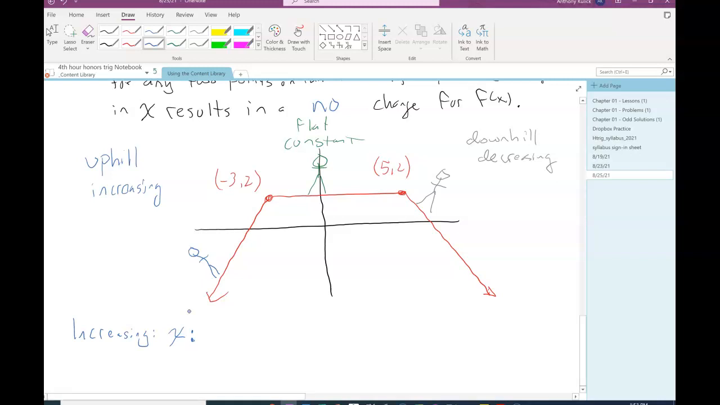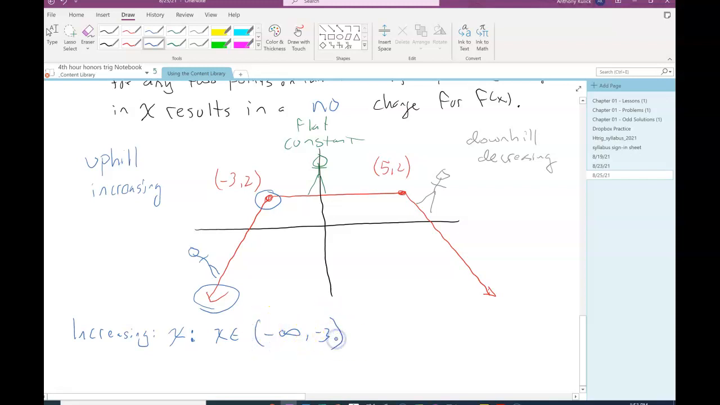Okay, so if I look at my uphill interval here, it starts down here with this arrow pointing to the left. The arrow pointing to the left is going to indicate negative infinity because it's pointing left. My uphill section ends at this point, negative 3, 2. The x-coordinate there is negative 3. Oops. I should probably write x as a member of.